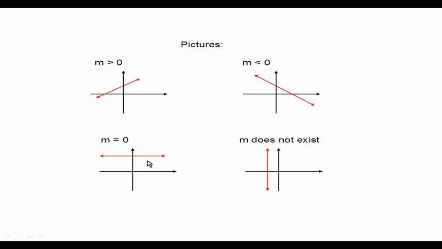In this picture, horizontal line, slope is 0. And in this final picture, I have a vertical line. And remember, the slope of a vertical line does not exist or is undefined.